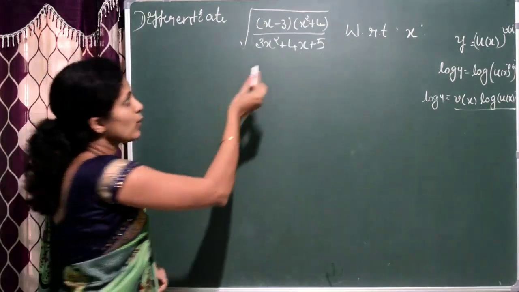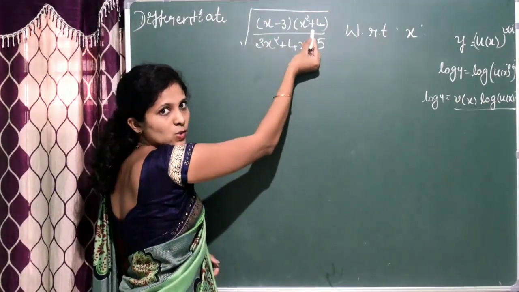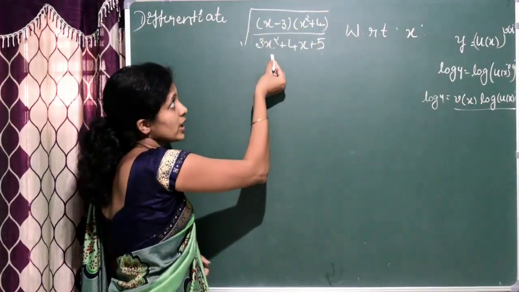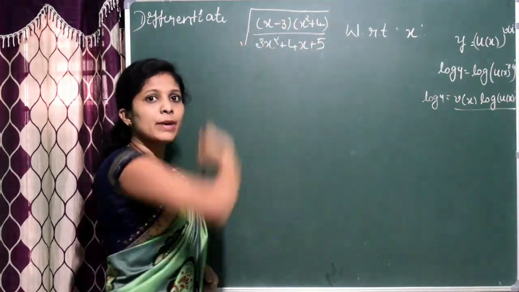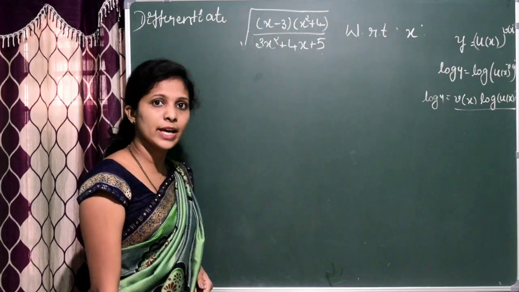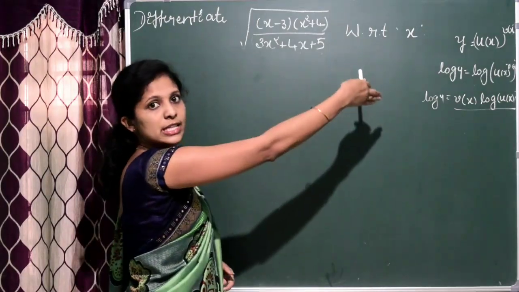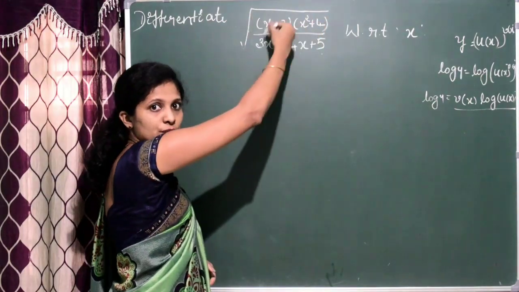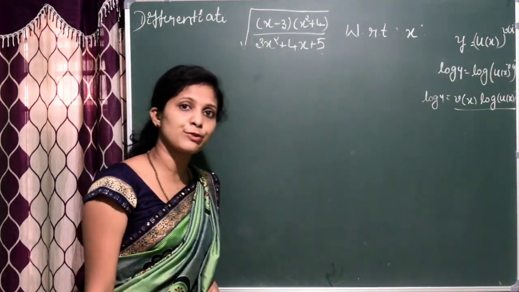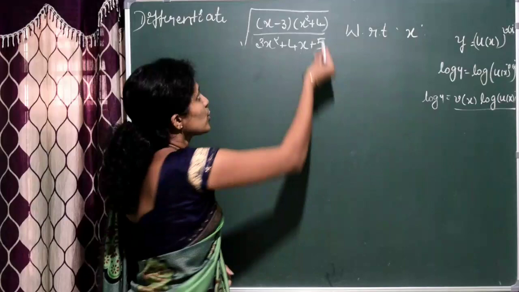Now see here. We have (x minus 3)(x square plus 4) divided by (3x square plus 4x plus 5), whole to the power 1 by 2. Is it 1 by 2? 1 by 2 means it will be a constant, right? So no need to go with this method. Directly you can consider this as root x. So it's of the form root x, and the root x derivative will be 1 by 2 root x.